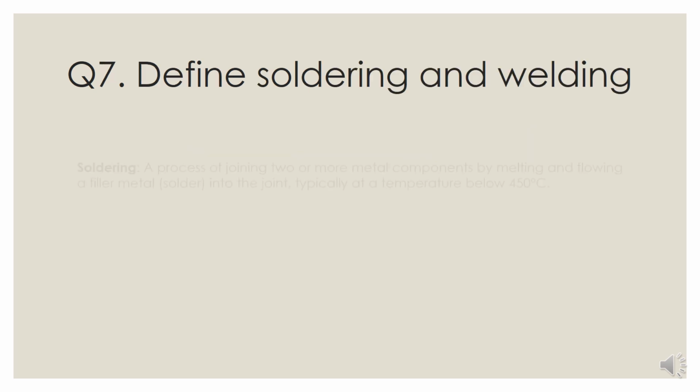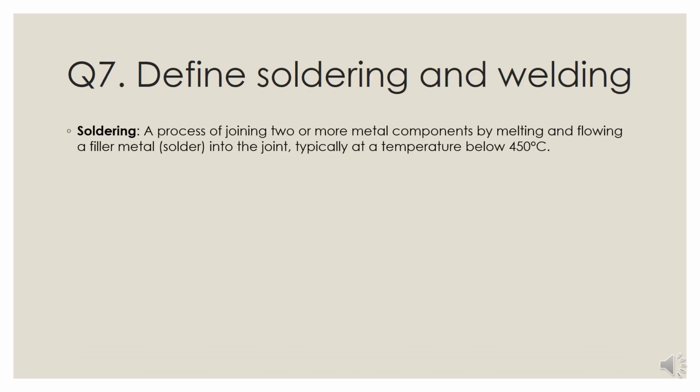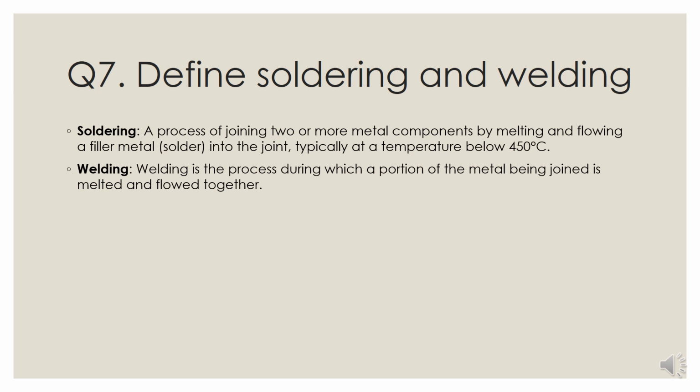Question 7. Define soldering and welding. Soldering is a process of joining two or more metal components by melting and flowing a filler metal into the joint, typically at a temperature below 450 degrees Celsius. Whereas welding is the process during which a portion of the metal being joined is melted and flowed together.